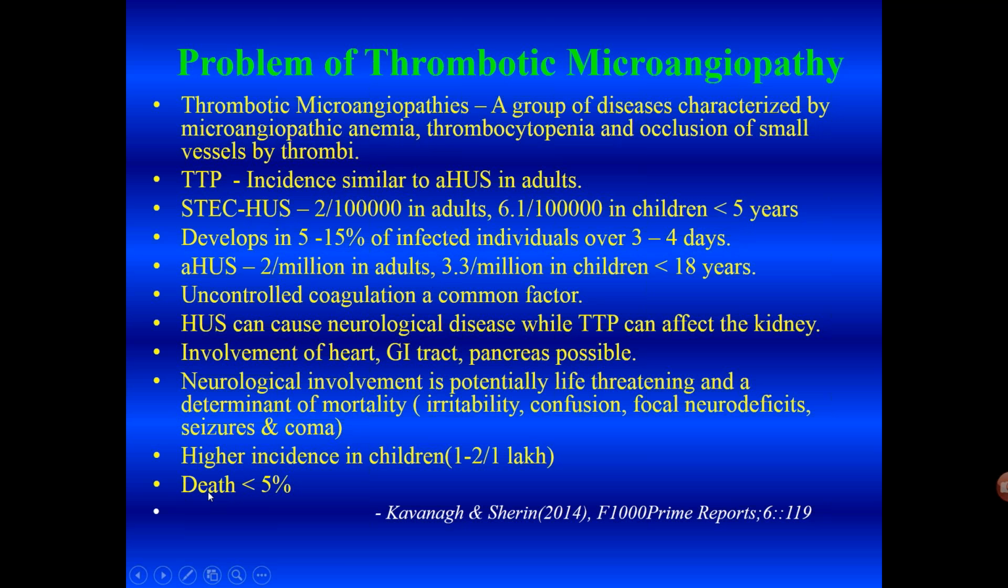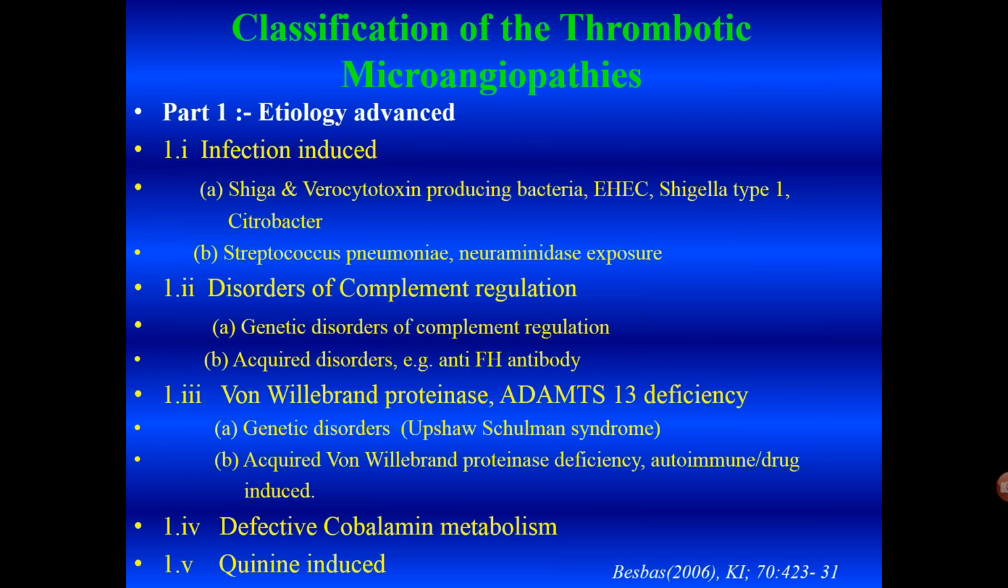coli HUS, has a frequency of 2 to 6 per 1 lakh population, and the atypical forms of hemolytic uremic syndrome are about 10 to 20 times less common, being 2 to 3 per million population. Importantly, though we are interested in the kidneys, this disease can affect the central nervous system, the heart, the gastrointestinal tract, and the pancreas. And today, fortunately, death has fallen from where it used to be about 70% earlier to less than 5%.